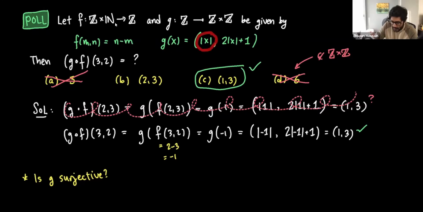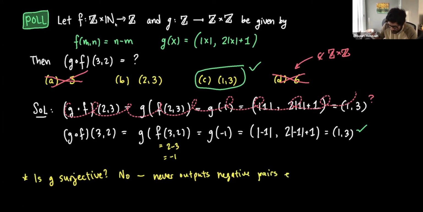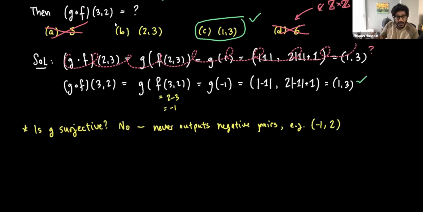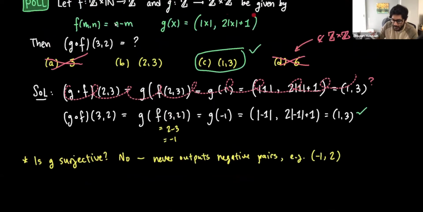See, there's an absolute value in the definition of g, right? So you can never get negatives. It never outputs negative pairs. So for example, you would never be able to get something like -1, 2, right? But that doesn't mean it hits every positive pair, right? Can you give me an example of a positive pair that g never hits, where both components of the pair are positive?